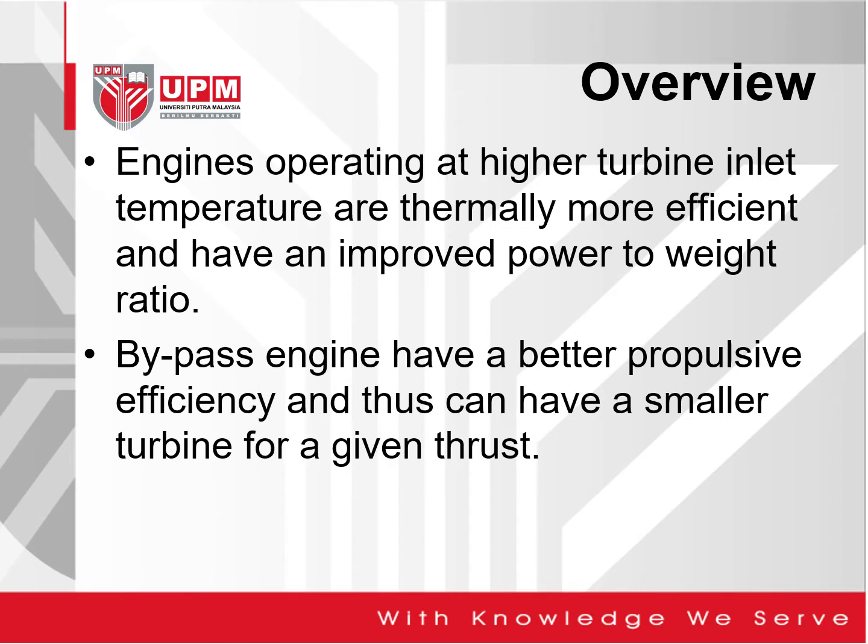Engines operating at higher turbine inlet temperature, normally known as the TIT, are thermally more efficient and have an improved power to weight ratio. Bypass engines have a better propulsion efficiency and thus can have a smaller turbine for a given thrust. So if you look at an engine that has a high bypass ratio, you have a smaller section of the turbine compared to a gas turbine engine that has no bypass, normally the military type of engine.